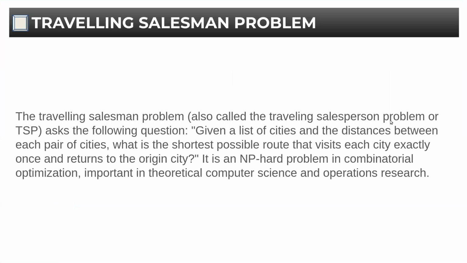The traveling salesman problem, also called the traveling salesperson problem or TSP, asks the following question. Given a list of cities and the distances between each pair of cities, what is the shortest possible route that visits each city exactly once and returns to the origin city? It is an NP-hard problem in combinatorial optimization, important in theoretical computer science and operations research.